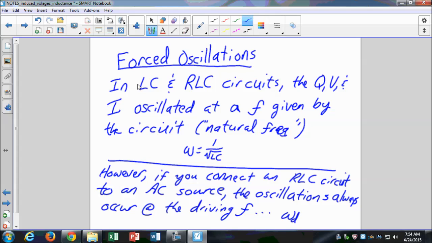Now there is some resonance. If our AC circuit operates at an omega D that's equal to 1 over root LC, we'll see that that's when you get a maximum current out of the circuit. We'll get to that probably next week. But whenever you have a circuit, it's always going to oscillate at this omega D. That's our driving frequency of the source.